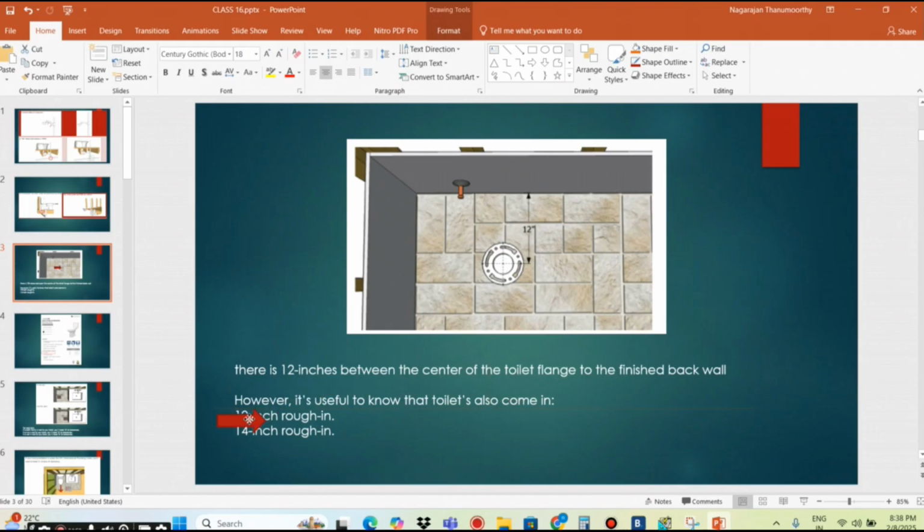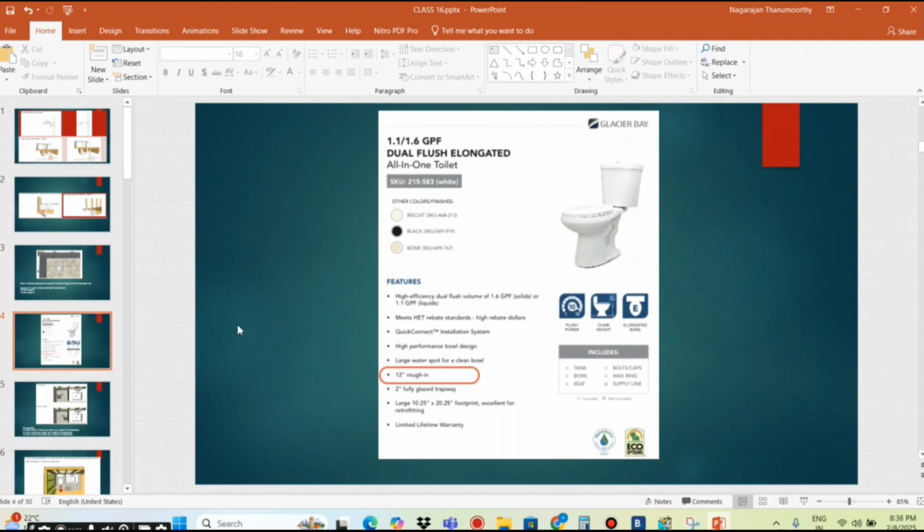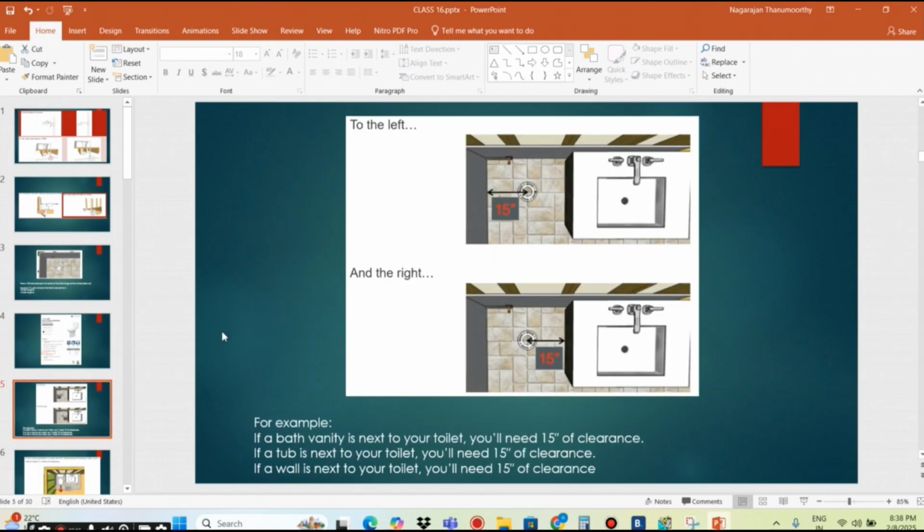Sometimes it can be 10 inch, sometimes it can be 14 inch also. So where do we need to check? Once you open the technical data sheet, like you see here, you can see this 12 inch rough-in dimension. This 12 inch rough-in dimension means from the finished level of the wall to the center of the flange is 12 inch. So if you have 10 inch or 14 inch, you can find out from the technical data sheet.